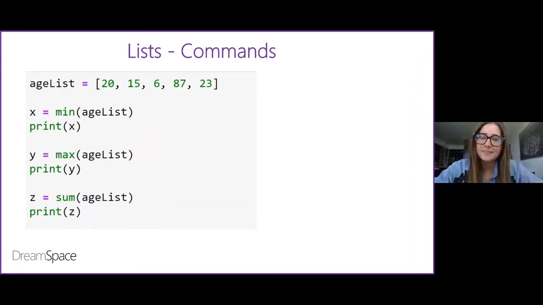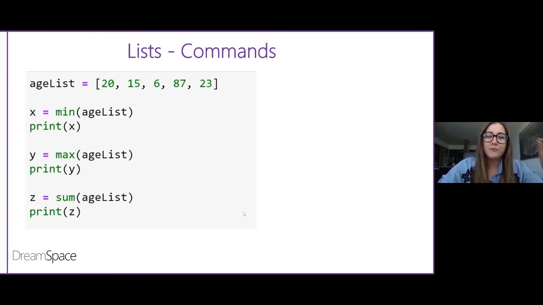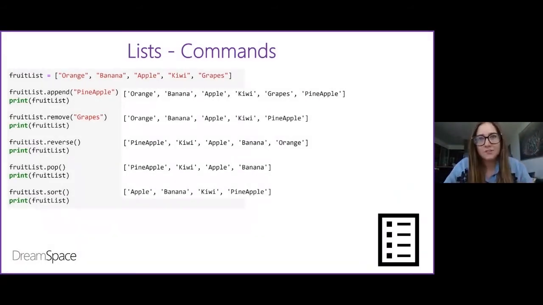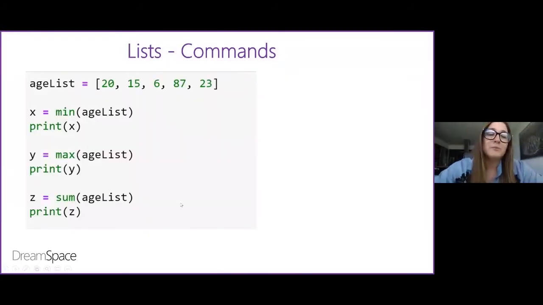Yeah. And then we talked about our min, max, and sum, and how these are written a little bit differently when it comes to lists. So as you can see, beforehand it was fruit list dot append dot sort, but now what we do is we actually assign our min, max, and sum to a variable, and then we print out that variable.